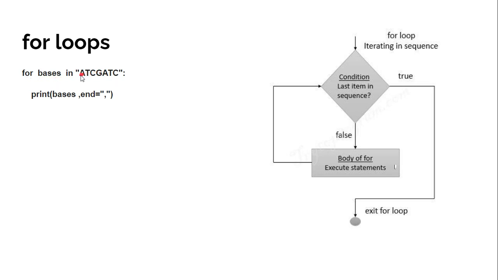So we are writing for base in ATCGATC, print base, and after it print a comma. If you see the output, it will be A, T, C, G, A, T, C. Initially we'll print A, then T, then C, then G, then A, T, and then C. Here you can see that there is no initialization and updation condition, but we are looping. This is the benefit of the for loop. Most importantly, the for loop is used to read sequences.